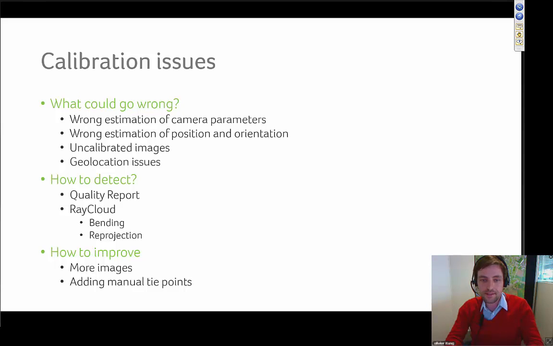So how do you detect these 4 different types of issues? Well, there are two major tools that you should use to assess the quality. One is the quality report, which I'll go into in detail just after this slide, and the other one is the ray cloud. In the ray cloud, there are a lot of effects to see. And then I'll also mention a few ways to improve these issues.